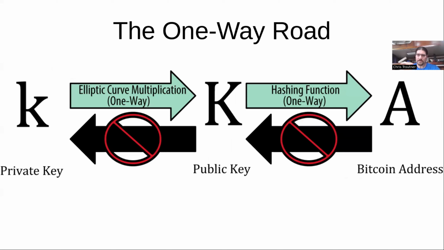And the way this process works is it's a one-way road. So you start with a private key, which is a random number. You use elliptic curve multiplication to get a public key, and then you hash that public key to get the address that you ultimately pay to. And the important thing to keep in mind here is that this is a one-way road. If you have the address, you cannot brute force figure out what the public key is.